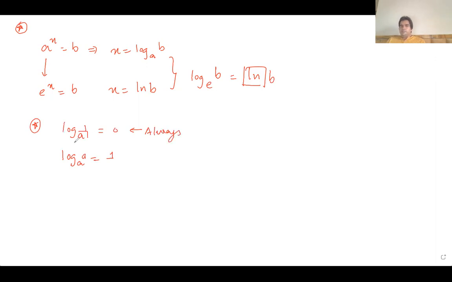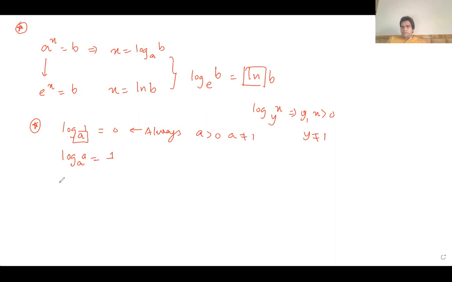Remember that your base must be positive, a must be positive, and a should not be 1. So that's a required condition for any log term. So if you have log x to the base y, here the required limiting condition is that your x and y both must be greater than 0, and your y should not be 1. So this is your limiting condition.